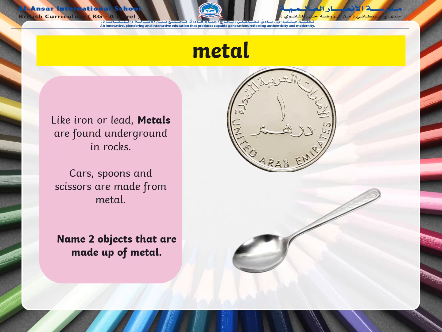Here the next material is metal. Metals like iron or lead are found under the ground in rocks. Cards, spoons, coins, scissors, all of these are made of metal. Name any two objects that are made of metal material.